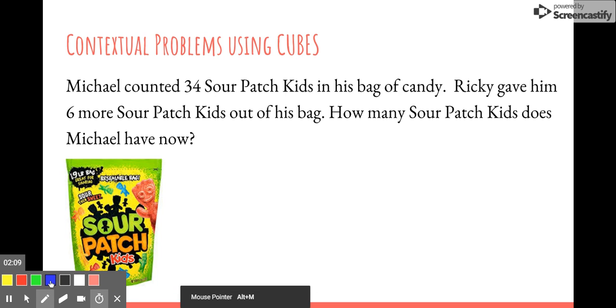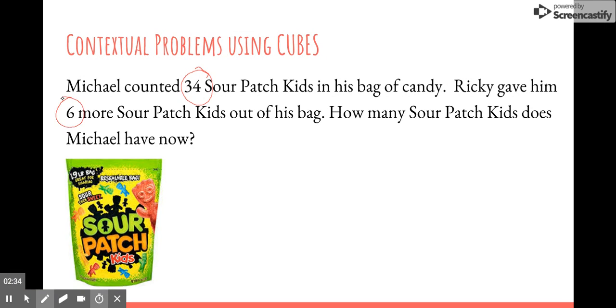I'm first going to read the problem, and the problem says Michael counted 34 Sour Patch Kids in his bag of candy. Ricky gave him 6 more Sour Patch Kids out of his bag. How many Sour Patch Kids does Michael have now? So now that I've read the word problem, I'm going to start using my CUBES. So the first thing I'm going to do is circle the number. So I see that I have 34 and I have 6.